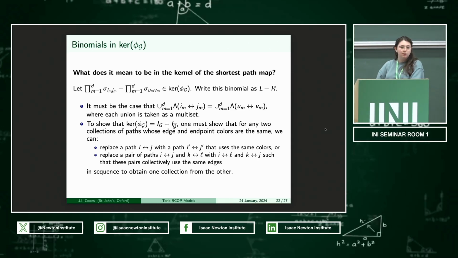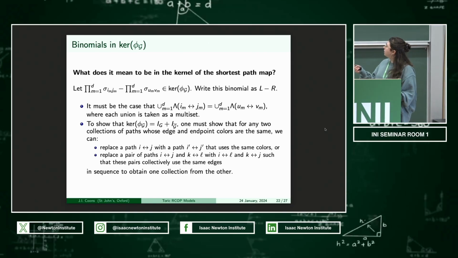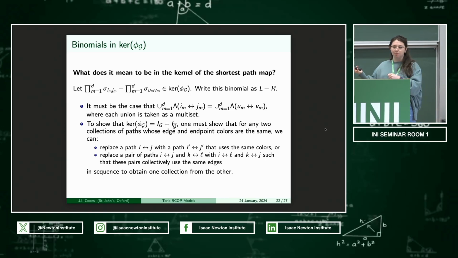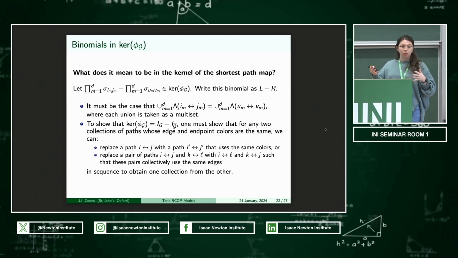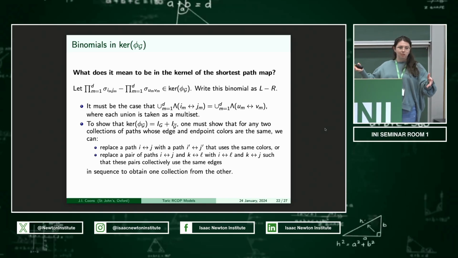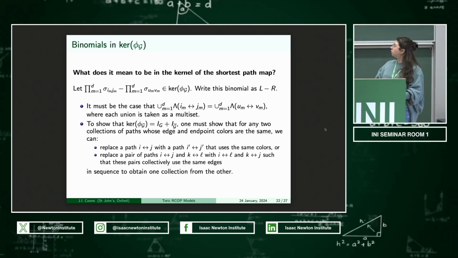And then how do I show that I've got a generating set or a Markov basis? Well, it needs to be the case that, in this example, if this condition is satisfied, then I can get from one set of paths to the other set of paths by doing one of two things. The only two things that I'm allowed to do is either replace a path from i to j with a path from, say, i prime to j prime, such that the colors that are used along them are the same.